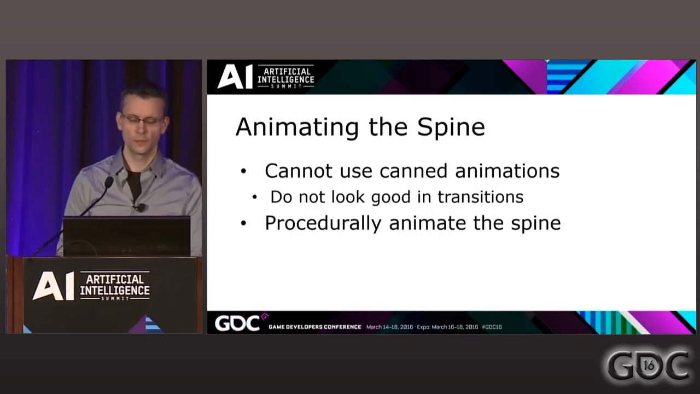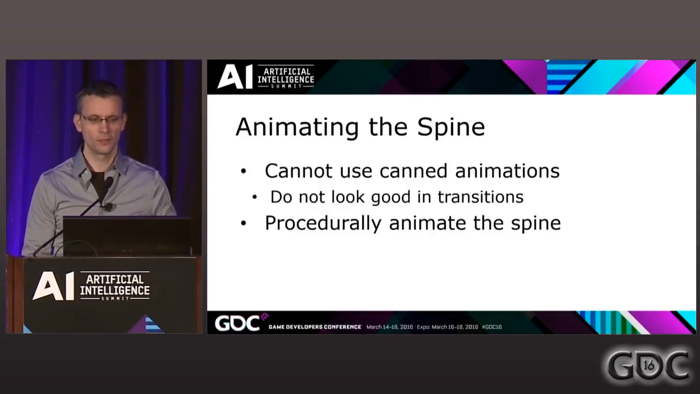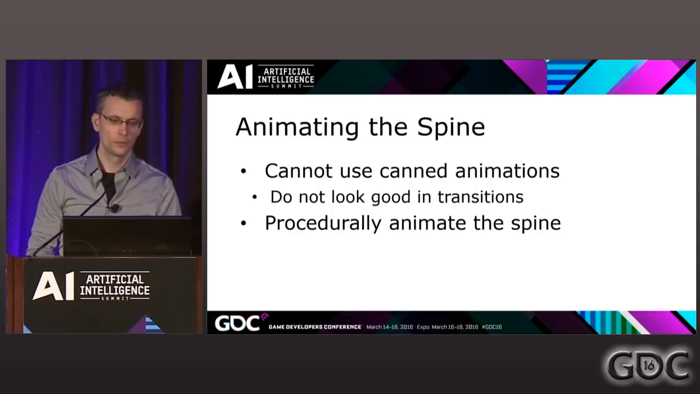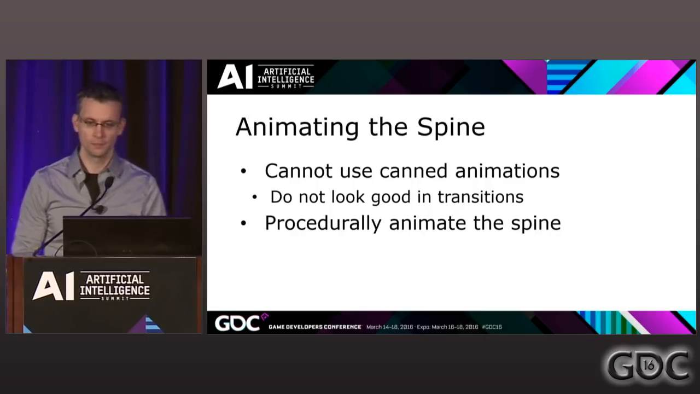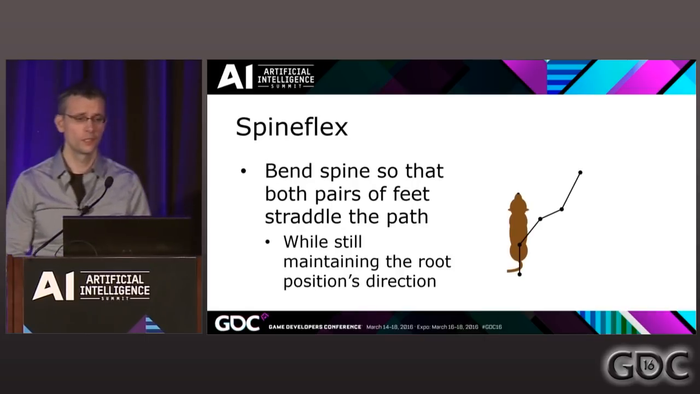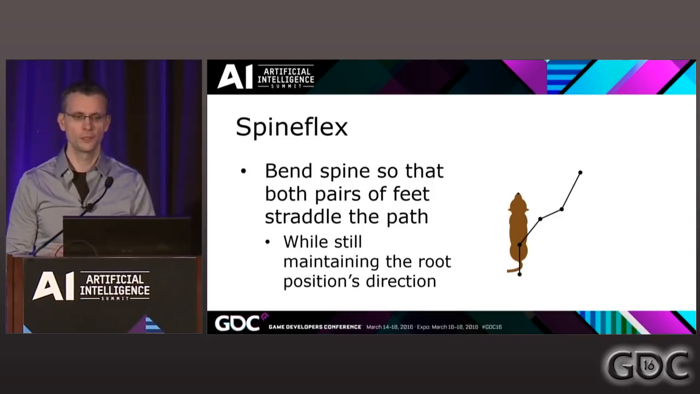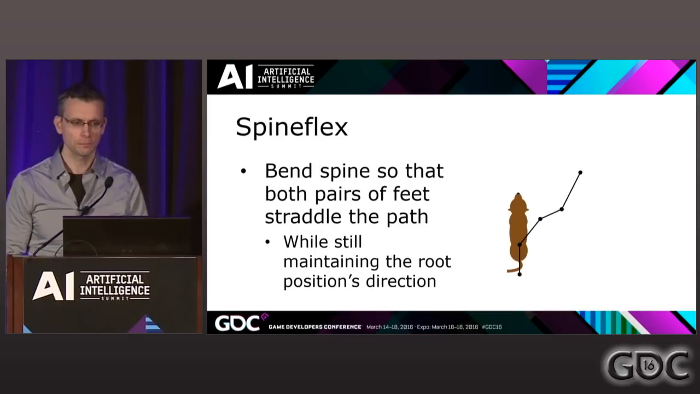And secondly, it was very, very hard, if not near impossible, to get the blend parameter right so that we managed to put the dog on the path and not a little bit too far and a little bit too little. So what we ended up doing was procedurally animate the spine instead. This was something that we internally called Spineflex. And because I'm so used to that, I'm going to call it Spineflex here as well.